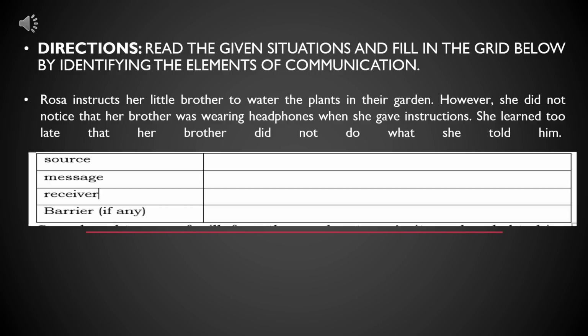So the source, we have Rosa. The message is for her brother to water the plants. The receiver, the brother. Barrier, you have there the noise coming from the headphones. Okay, but in the next two examples, you will be accomplishing them. Okay.